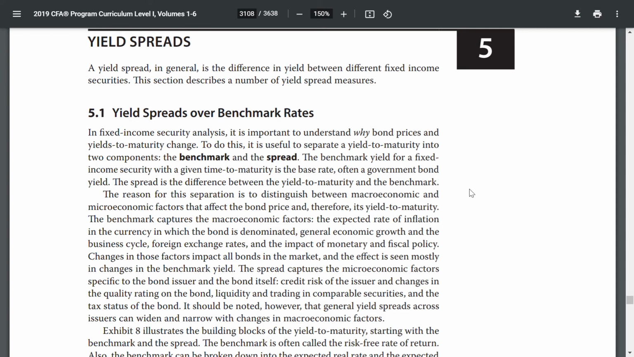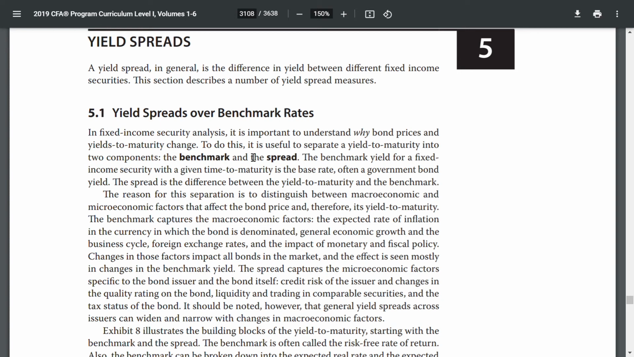Yield spreads. A yield spread, in general, is the difference in the yield between different fixed income securities. This section describes a number of yield spread measures. Yield spreads over benchmark rates in fixed income securities analysis. It is important to understand why bond prices and yields to maturity change. To do this, it is useful to separate a yield to maturity into two components, the benchmark and its spread.